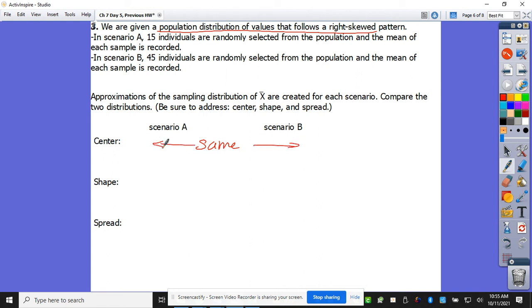Those are going to be the same. Because how do you find center? Mu of x bar equals mu, and mu is not affected at all by sample size. What is my shape in scenario A? Follows the population. Gonna be right. It follows the population, so it is still going to be right skewed.